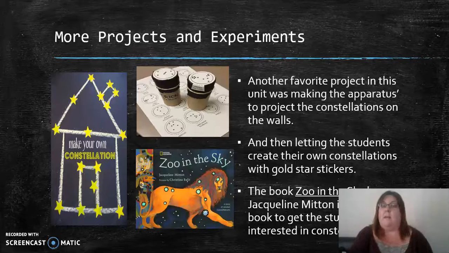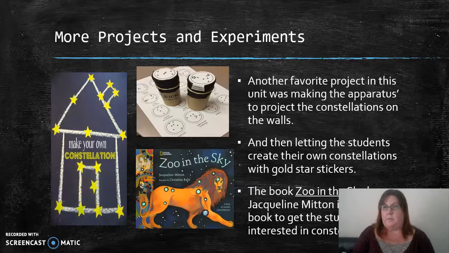Another project that I really enjoyed writing a lesson for was when we studied constellations. This project allows the kids to make a little apparatus that will let them project the constellations on the wall using simple toilet paper rolls and just some paper and tape or rubber bands, whichever works best for you. This was a really fun thing to study and learn about.